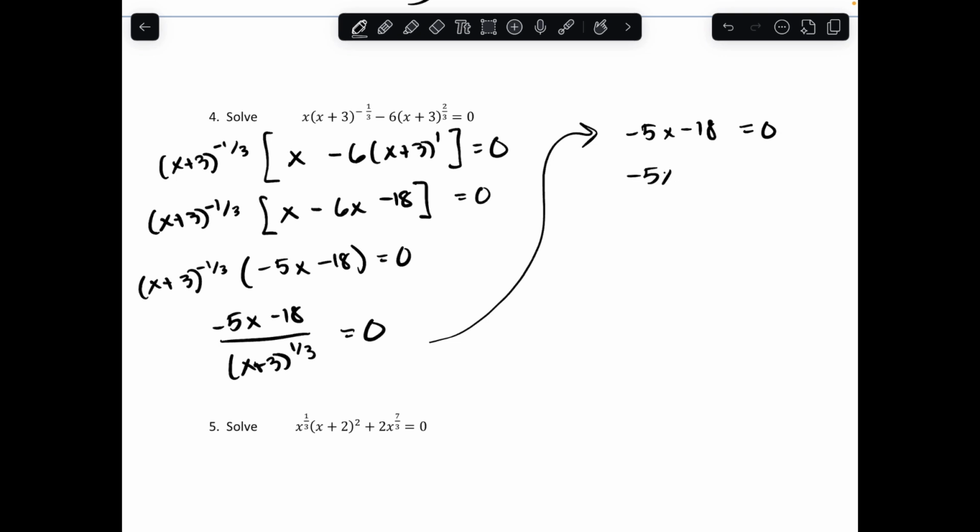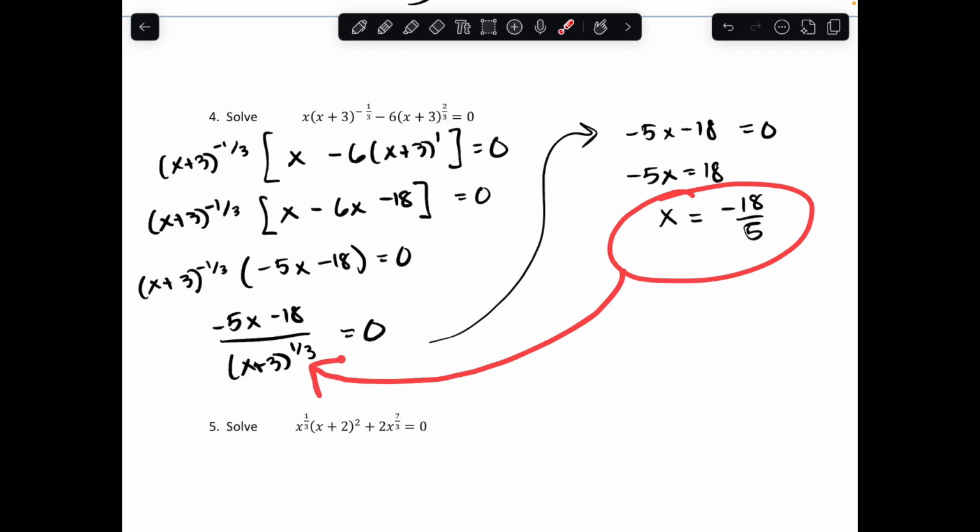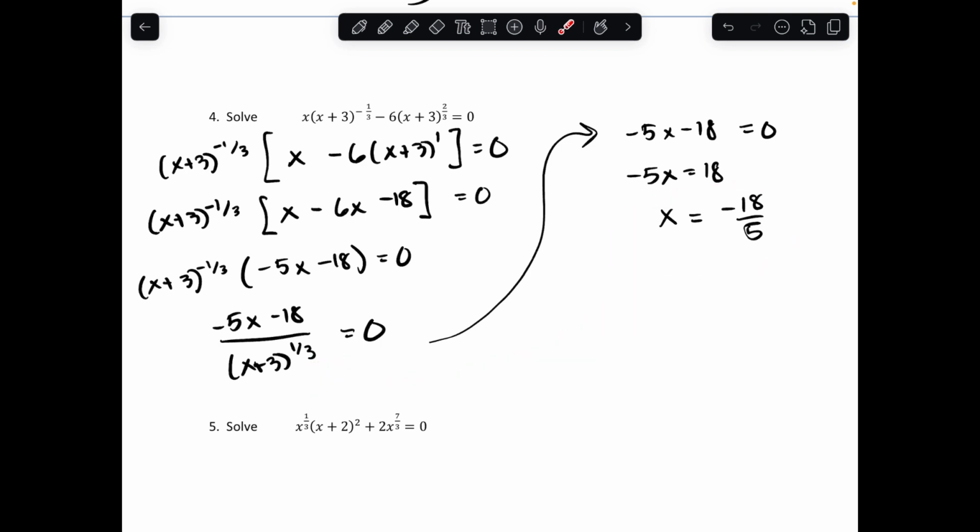And so negative 5x is equal to 18, and hence x is equal to negative 18 over 5. Now we can go ahead and see if this is going to cause any problems, and realistically, we just want to see if this is going to cause a problem in our denominator.